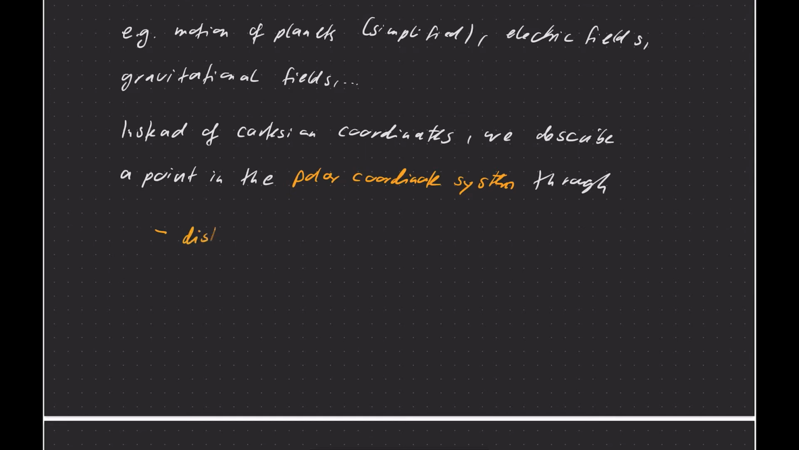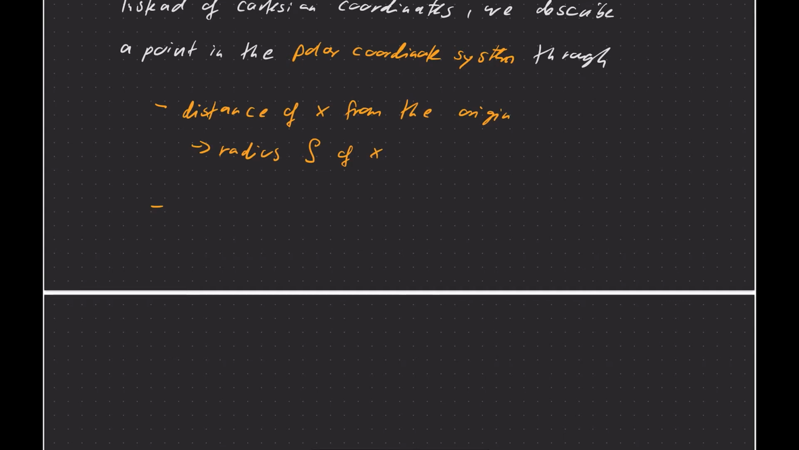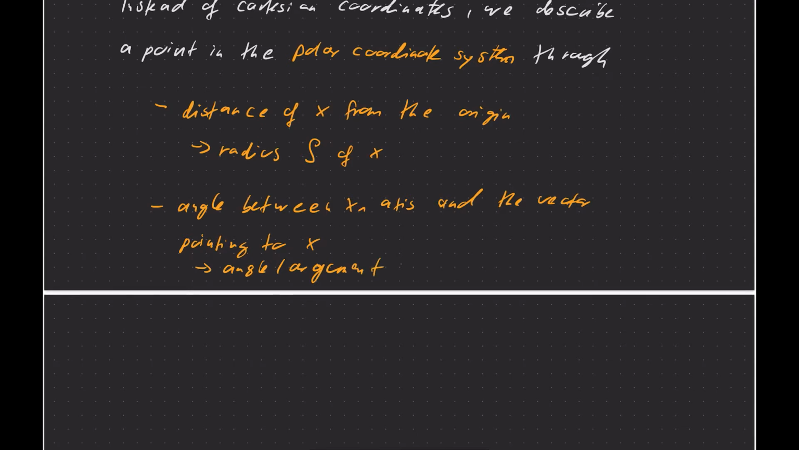First is the distance of the point X from the origin, and that is called the radius, and we usually denote it by rho of X. And second, the angle between the x1 axis and the vector pointing to X. And that is called the angle or argument. That will be denoted by phi.